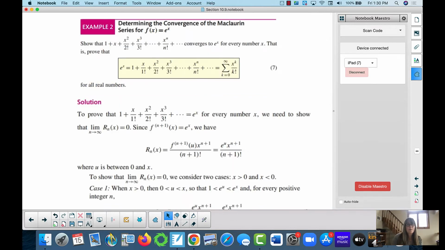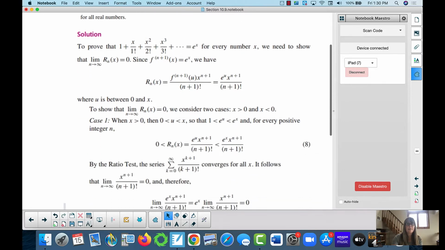So in this example, that's what's happening. We're going to take that e to the x Taylor polynomial and Taylor series that we came up with and show that that converges and that our remainder does go to 0 as n approaches infinity. So we have to look at two cases, and we're going to use the squeeze theorem to do this.